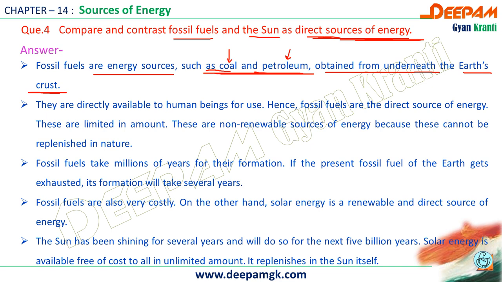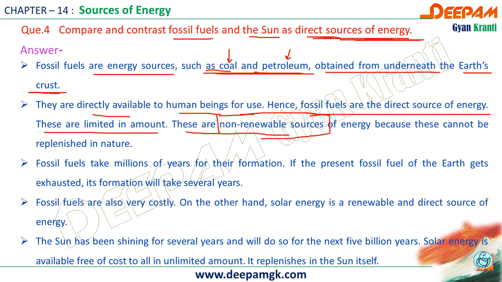They are directly available to human beings. We can easily get them for use. Hence, fossil fuels are a direct source of energy. But unfortunately, both coal and petroleum are limited in amount. The main thing is that both are non-renewable sources of energy, because they cannot be replenished in nature.